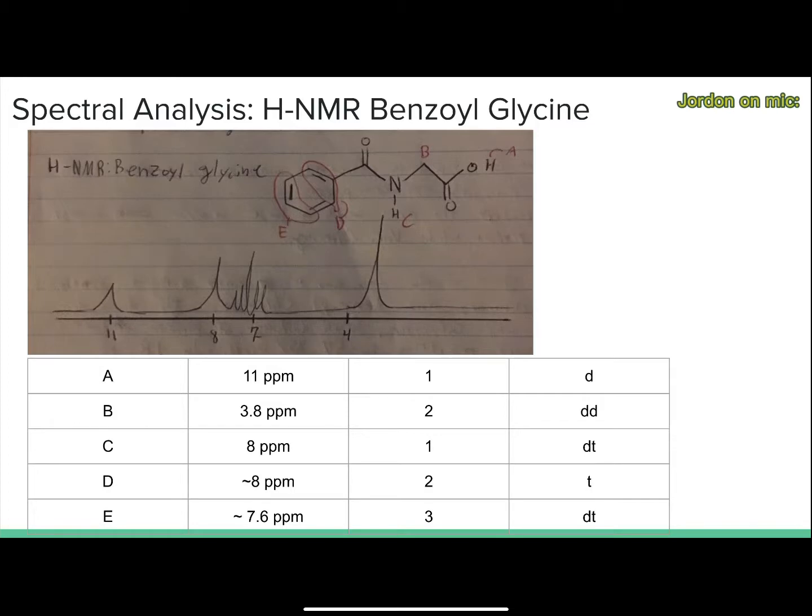C at 8 ppm, integrating for 1 and being a doublet of a triplet. D at around 8 ppm, integrating for 2, being a triplet. And E at 7.6 ppm, integrating for 3 and being a doublet of a triplet.